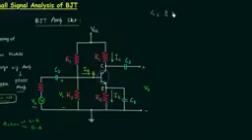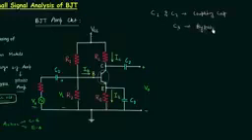C1 and C2 are called coupling capacitors, and capacitor C3 is called the bypass capacitor. All the three capacitors C1, C2 and C3 have very high values of capacitance, and because of this they behave as short circuit for AC signals.